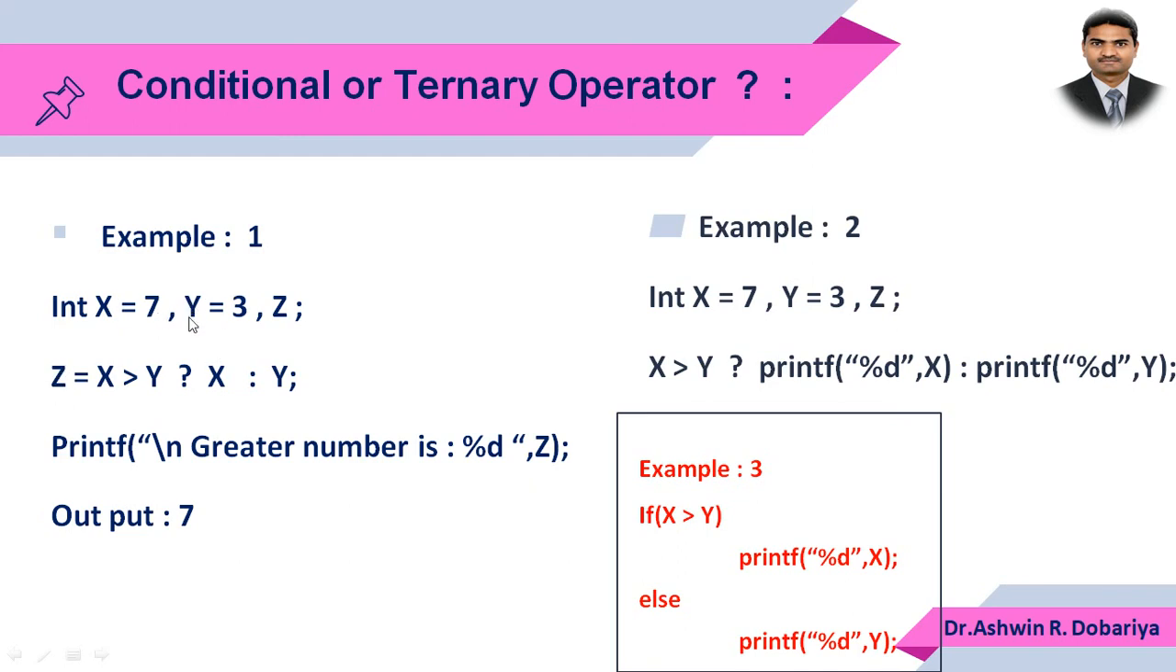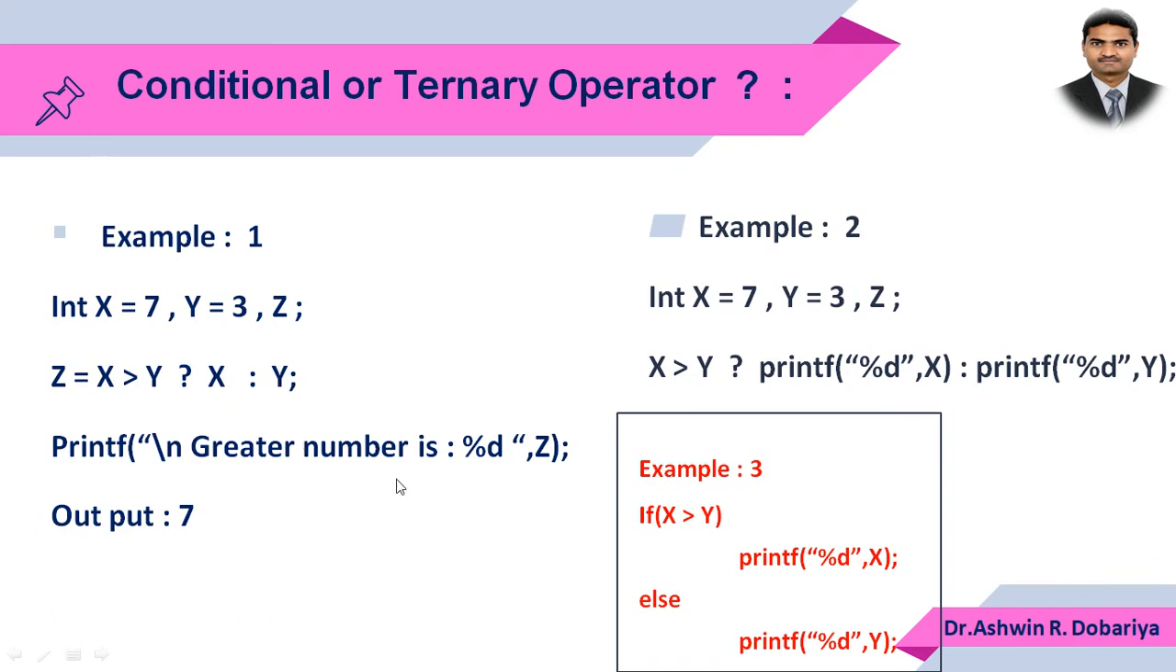And suppose if this value is different, and this condition becomes false, then it will return the y value. And finally the greater number is %d, and it will display the value of z. So this is one method to use the ternary operator.